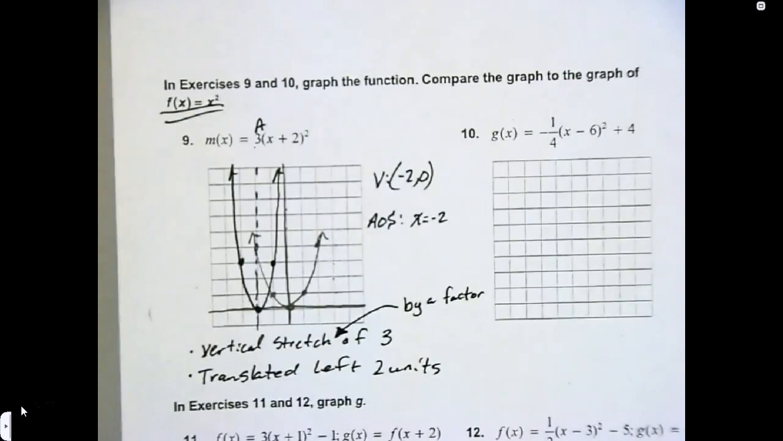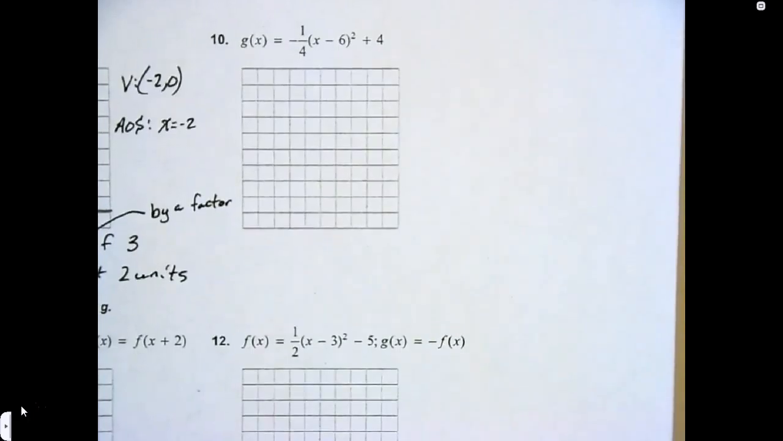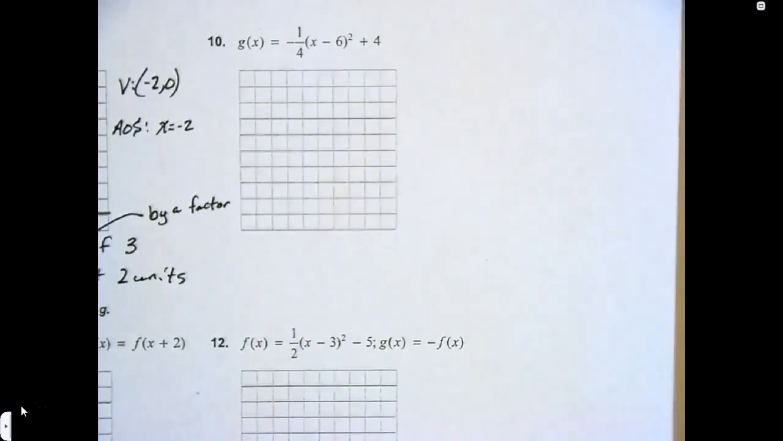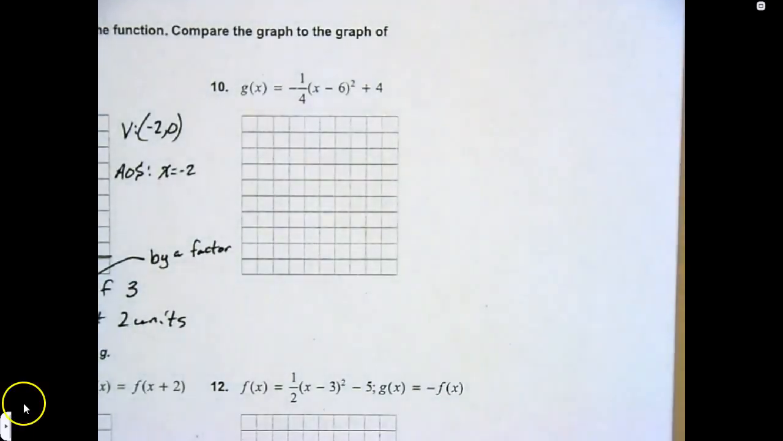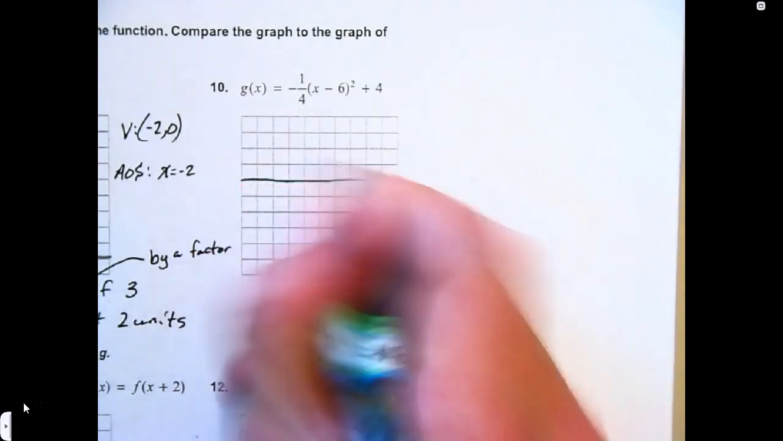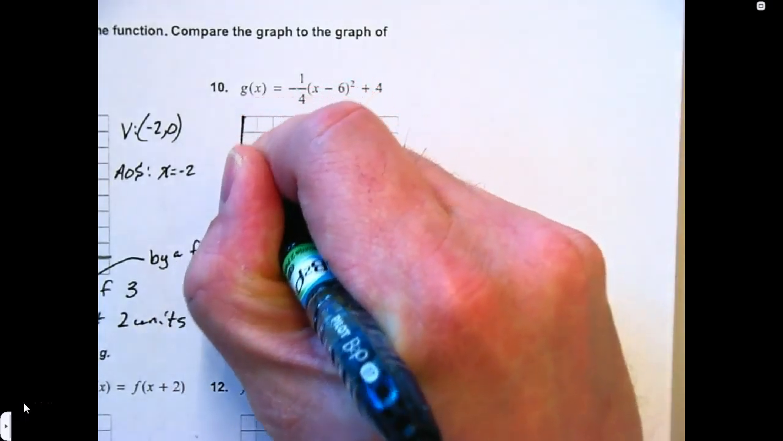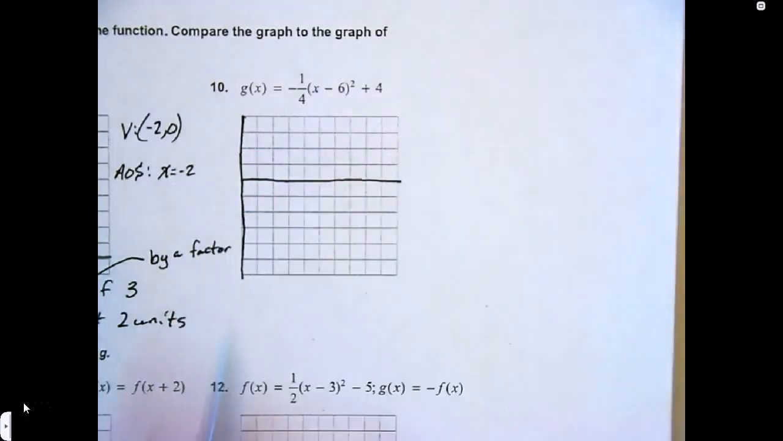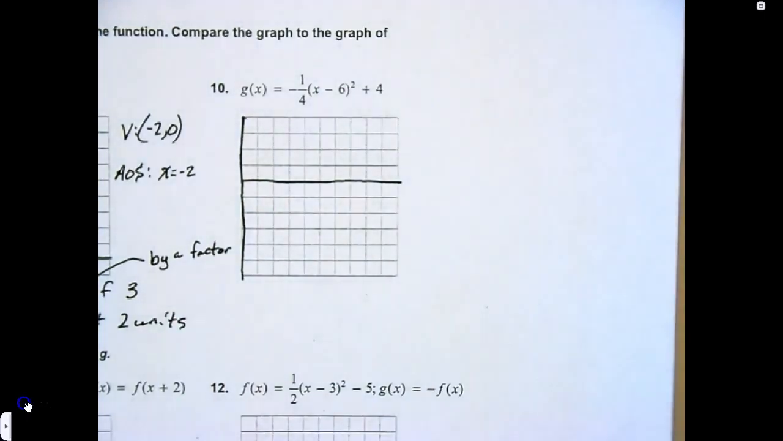Okay. So, before you graph number 10, I want you to tell your neighbor how it's going to differ from the graph of f of x equals x squared, just by looking at the different pieces. By the way, if you're drawing in your axes, I'd probably put them right here on this one. Yep. That's why I put them in.